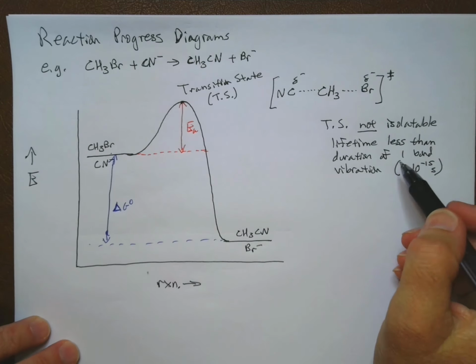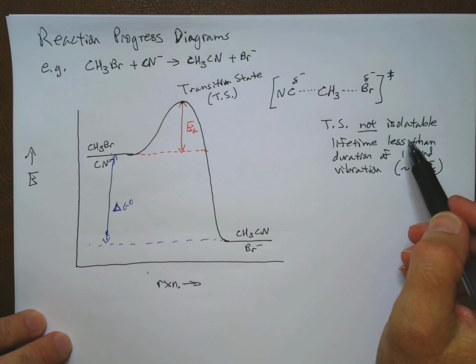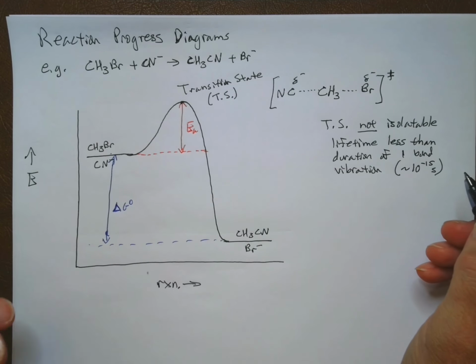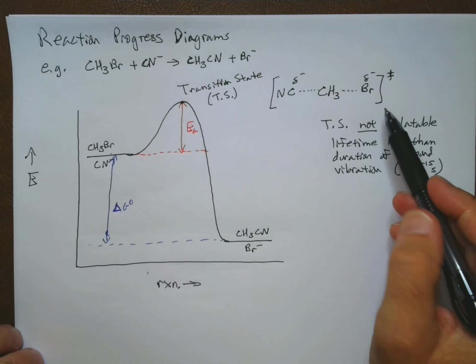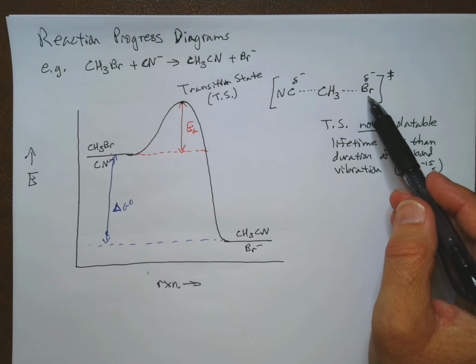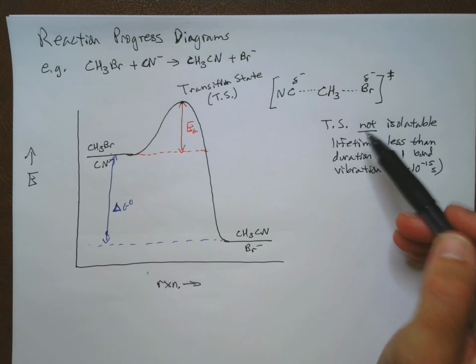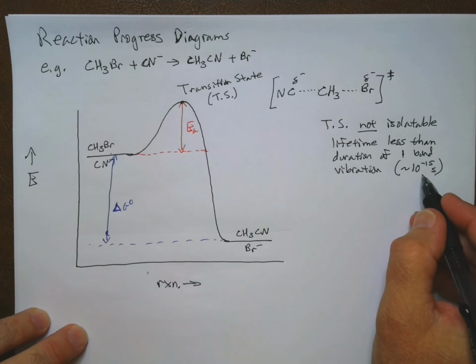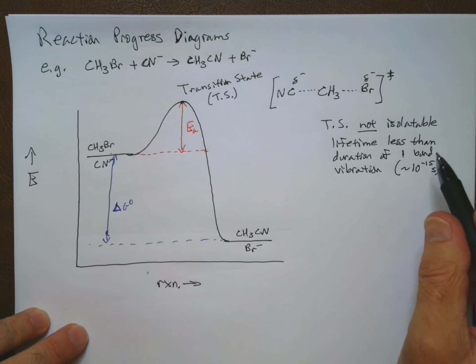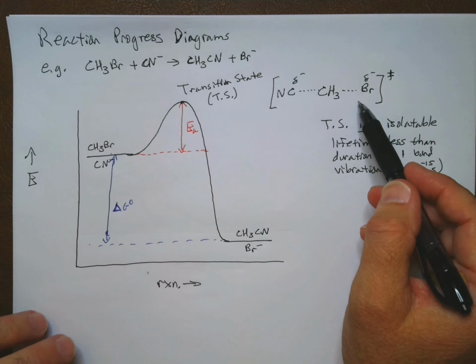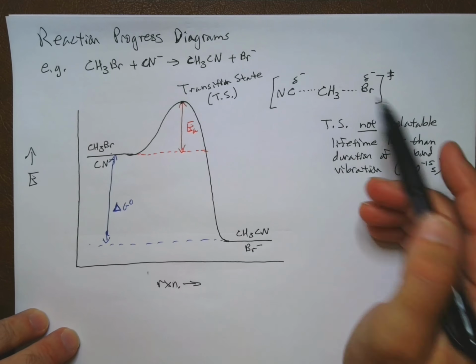And the typical lifetime of a transition state is less than the duration of one bond vibration. Remember infrared spectroscopy, we're looking at the vibration of bonds. Well, a transition state sticks around for less time than it takes for one little bond vibration to occur. It's around 10 to the minus 15 seconds. And we can't isolate these. We could create things that might be transition state analogs, but we can't actually isolate transition states.